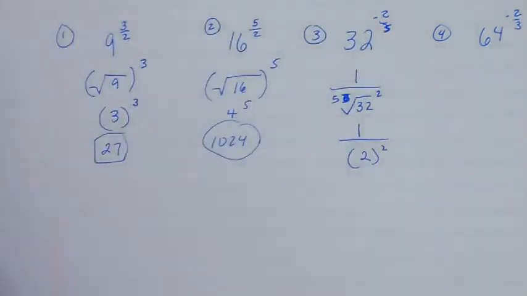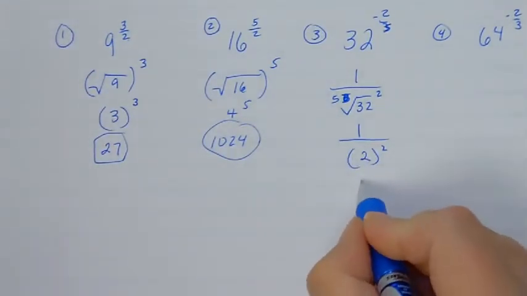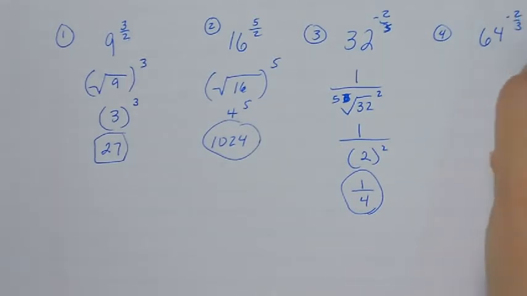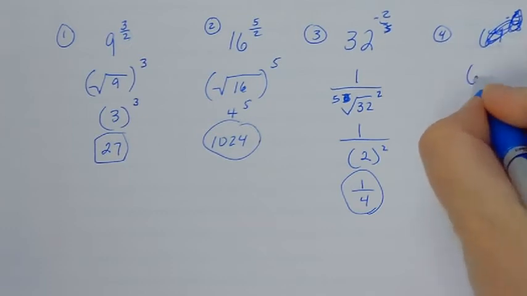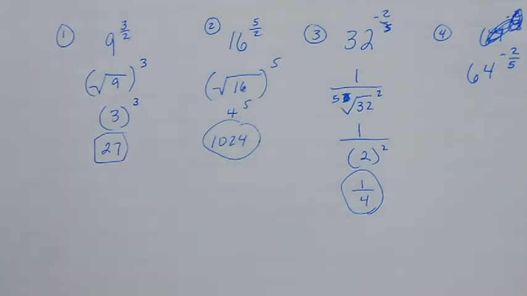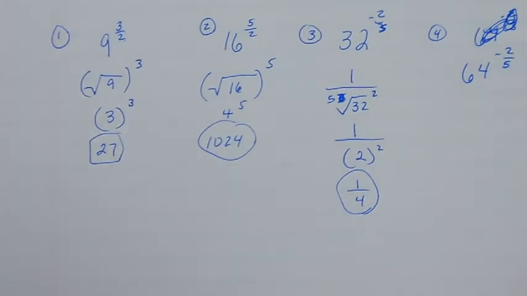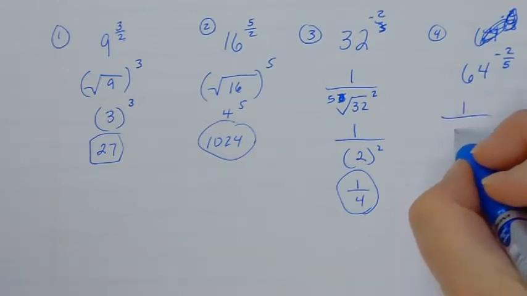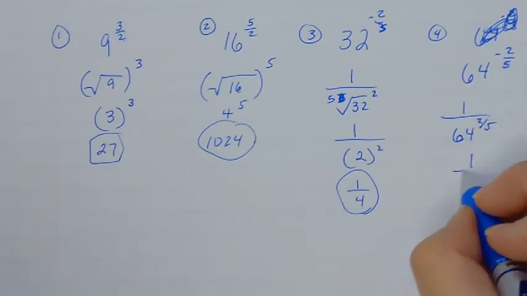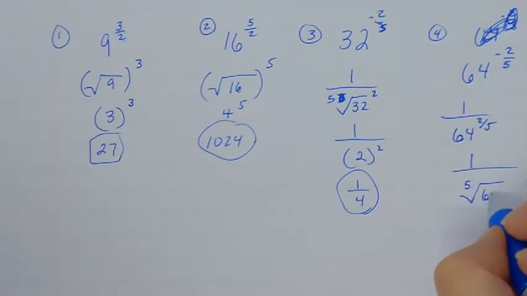So we know that the 5th root of 32 is 2, and 1 over 2 squared is 1/4. So 32 to the negative 2/5 power is 1/4. I think I've probably got a mistake here too. Let's change this problem. 64 to the negative 2/5 power. So that negative exponent doesn't mean I'm going to have a negative answer. It means my answer is going to be a fraction. So I have 1 over 64 to the 2/5, which is 1 over the 5th root of 64 squared.